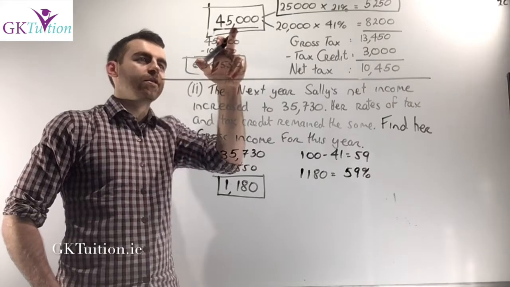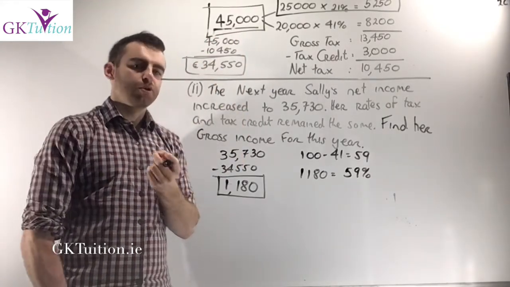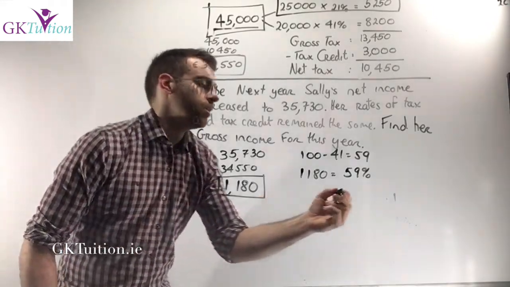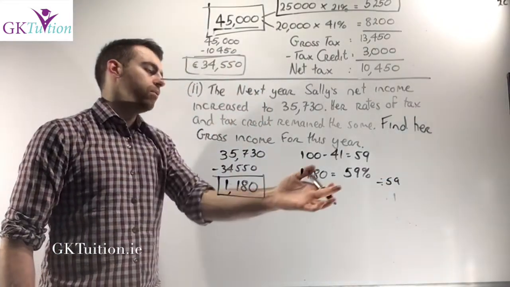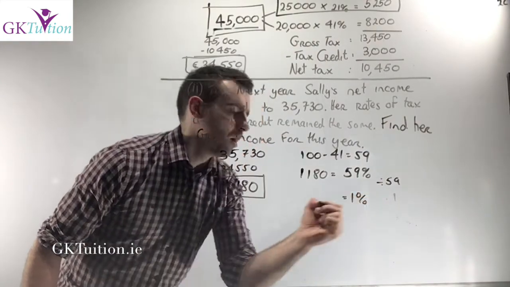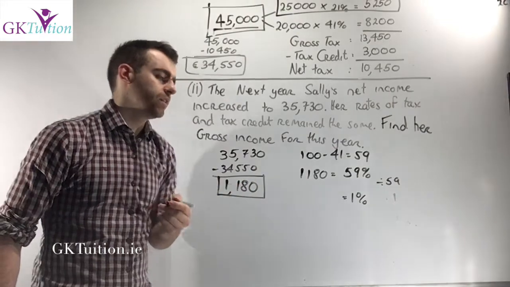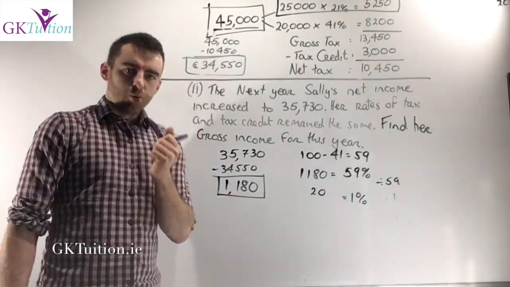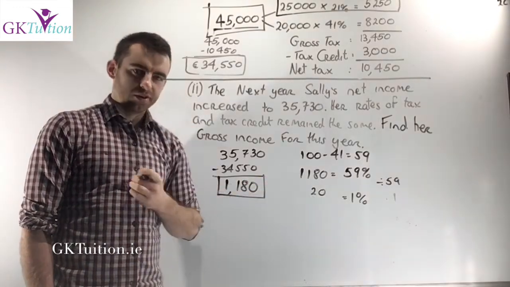The amount that this figure actually increased by. If you know 59%, what you should do is work out what 1% is and then convert that to 100%. So what we would do here is divide both sides by 59. Because if you divide 59 by 59, you'll end up with 1% of the increase in her gross income. If you divide 1180 by 59, you're going to get 20. So I know that 1% of the increase in her gross income is €20.